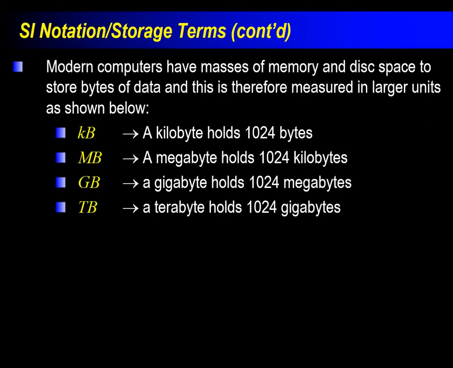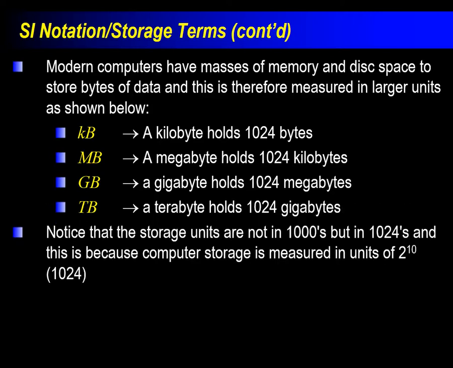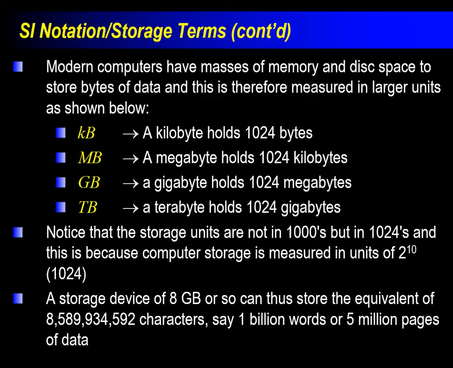So kilobyte, megabyte, gigabyte, terabyte, or we can move into hertz. We can move into units of speed or units of storage. And again, it's not in nice round numbers like the 1000s, but more like the 1024s, because it's measured with 2 to the power of as a base, not 10 to the power of, like you'd see in scientific notation. So a storage device of 8 gigabytes is the equivalent of 8 billion characters, or 1 billion words or 5 million pages of data.